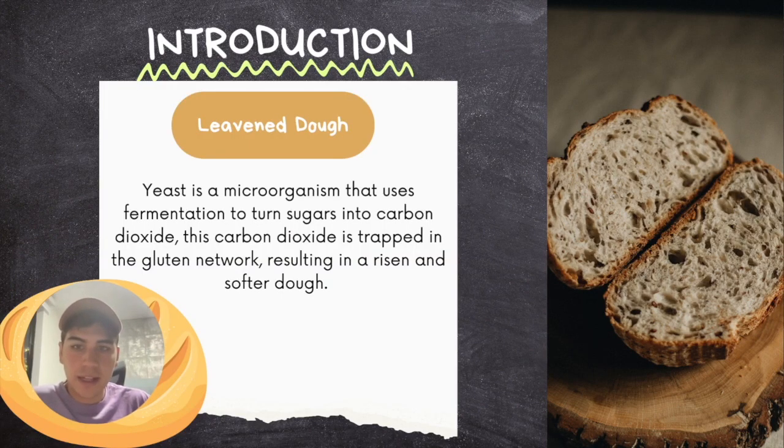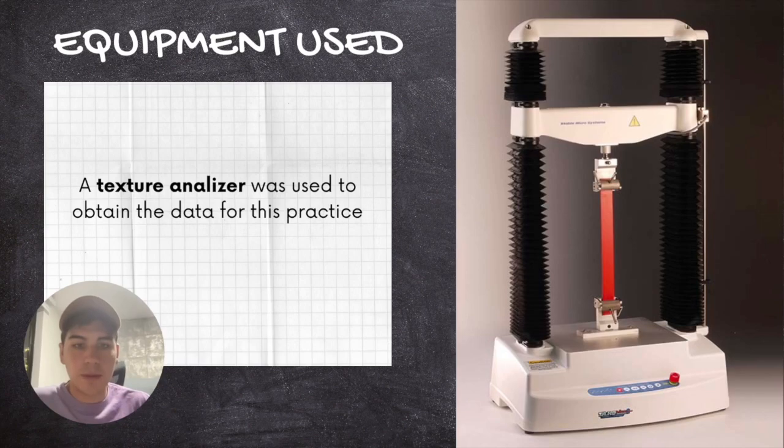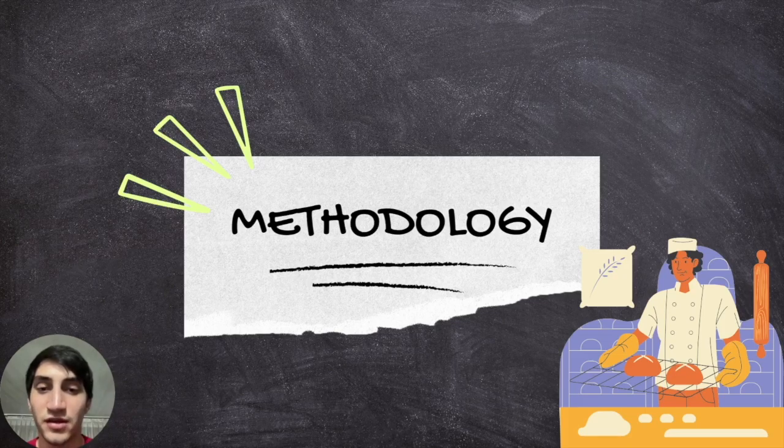When yeast is added to the dough, the result is called leavened dough. This is because this microorganism converts sugar into carbon dioxide through a process called fermentation. The carbon dioxide is then trapped within the gluten network, which results in a risen dough with improved elasticity. The equipment we use to obtain the data for this practice is called a texture analyzer. Now we will talk about the methodology for this practice.